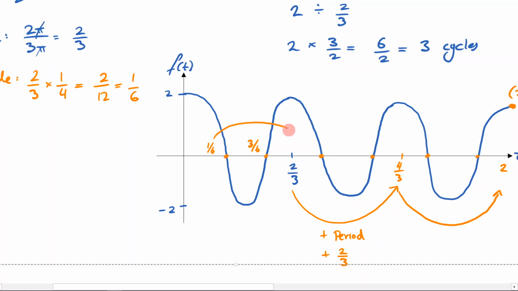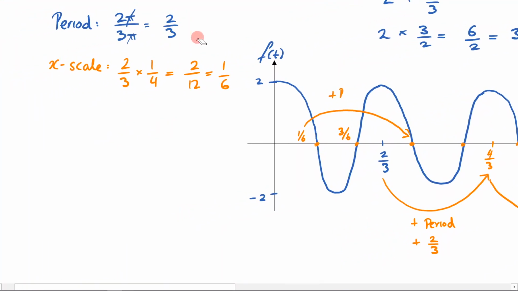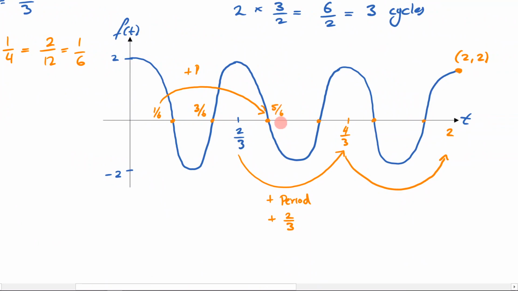To get to my next one, do you see how these are a period apart from each other? If I was to do one full circle, I'm coming back to where I started from. So if I just add a period onto this, I'm going to be fine. So 1 on 6 plus the period will get me to my answer. My period at the moment is 2/3. If I went 1 on 6 plus 2/3, we have to change 2/3 into something with a denominator of 6. That gives 4 on 6, which takes me to 5 on 6. So this here is going to be 5 on 6.